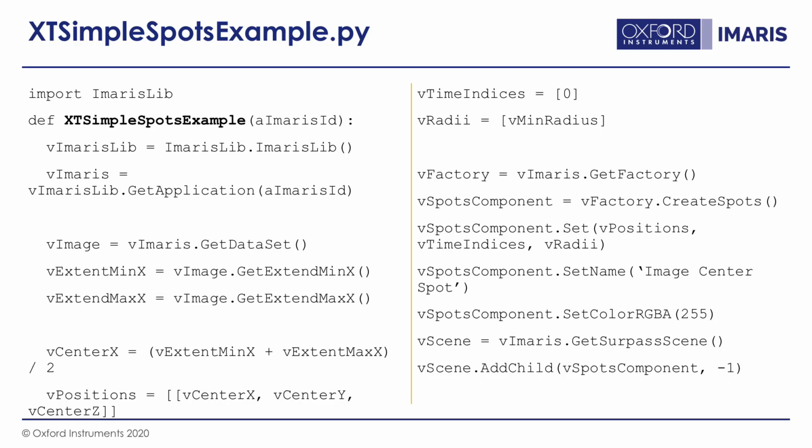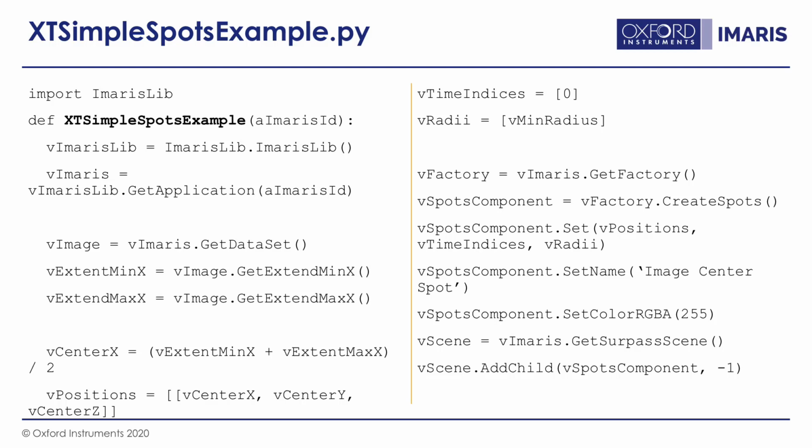Then I can set some additional values like the name. So I call it image center spot. And then I can also set the color. 255 corresponds to color red.